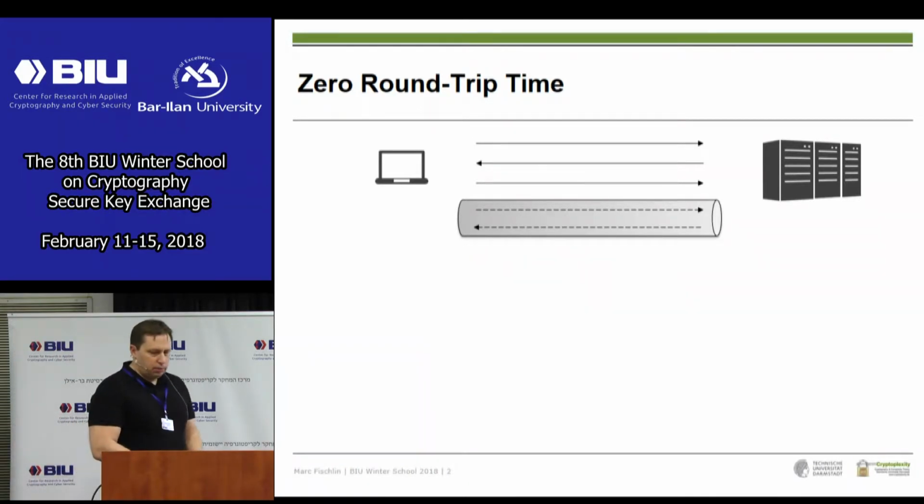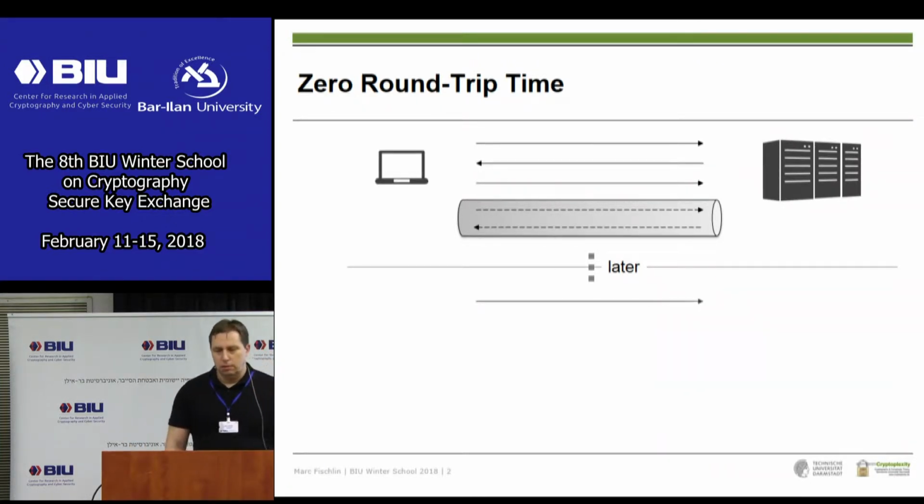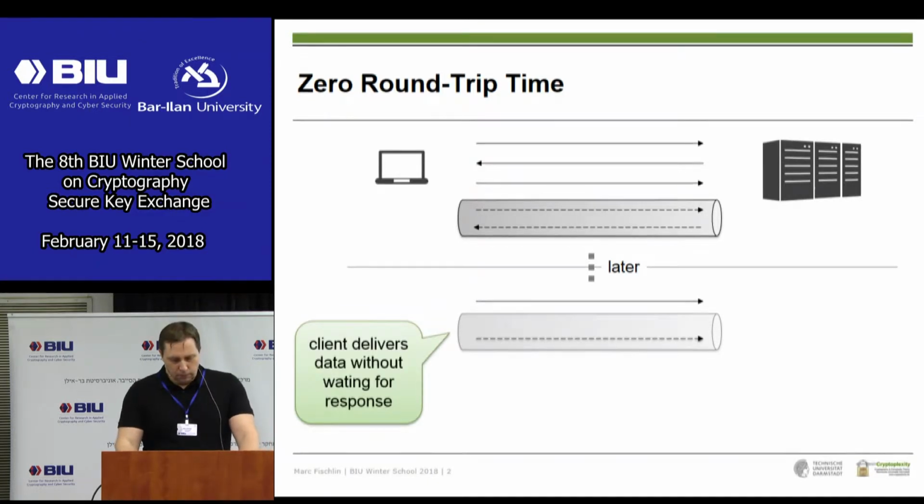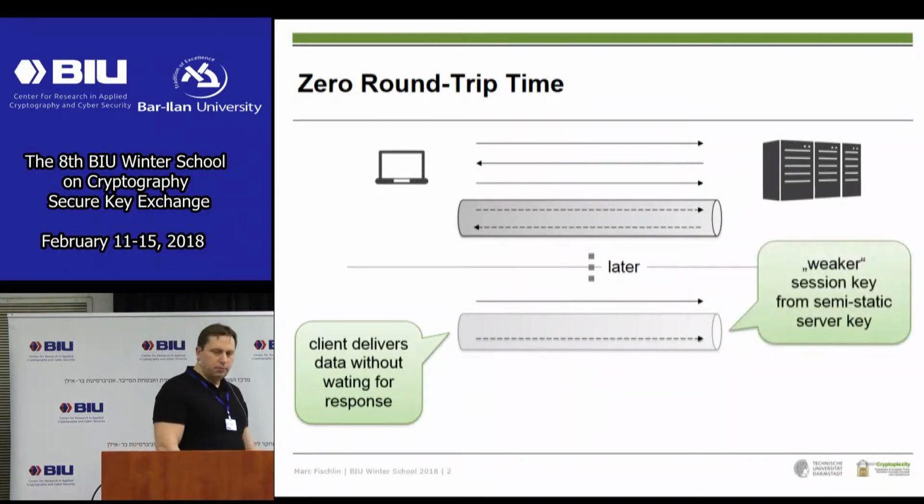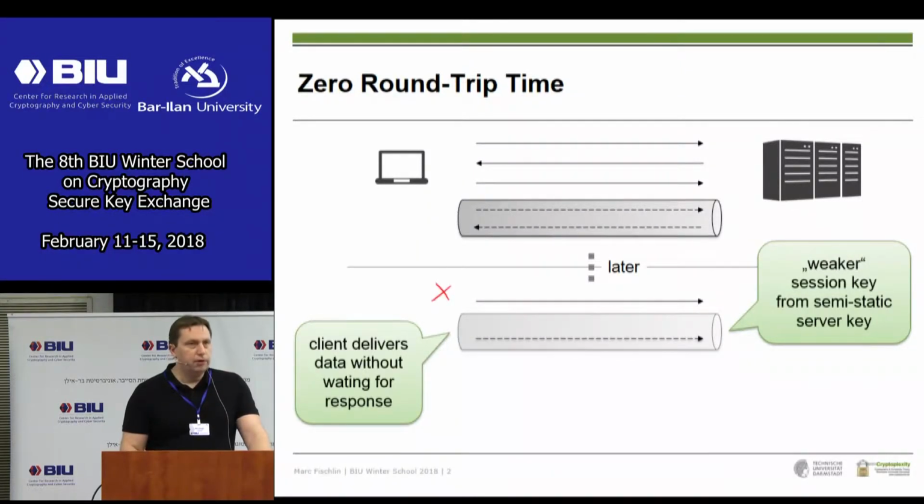So zero round trip time now tells you the client starts the key exchange protocol, the first message. And surprisingly, it will immediately deliver data. Okay, it doesn't wait for the server to respond. It will send its data encrypted, authenticated, anyway secured to the server. The question is, how can we do this? We're going to use something which is a weaker session key, if you like. And the weaker session key is computed from the client's contribution and what's called a semi-static server key.